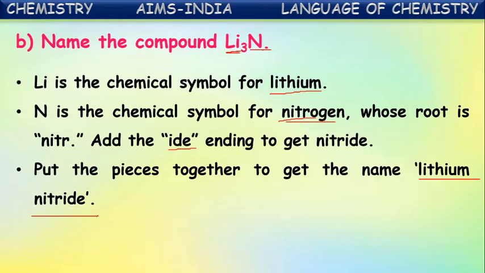So in this way, in type 1 binary compounds, first the cation name is written, and the anion name is taken from its element name, and then ide is attached at the end of the anion's name. Together it becomes the complete compound name: lithium nitride, which is its chemical name.